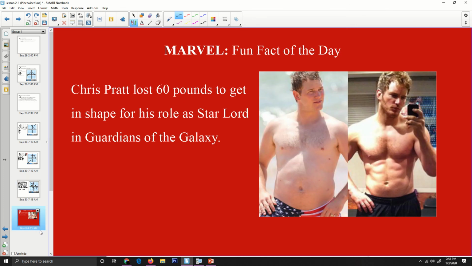Here is my Marvel fun fact of the day. Chris Pratt lost 60 pounds to get in shape for his role of Star-Lord in Guardians of the Galaxy.